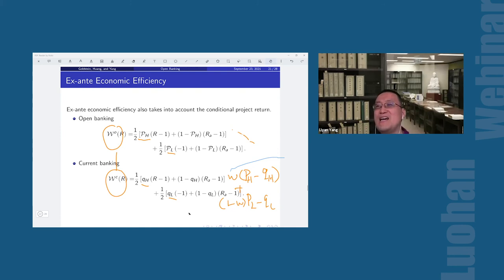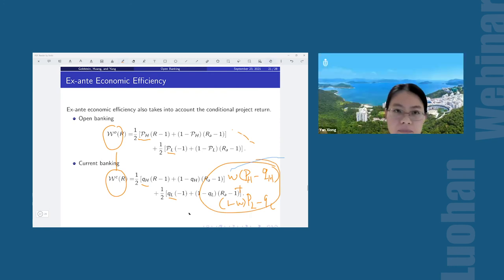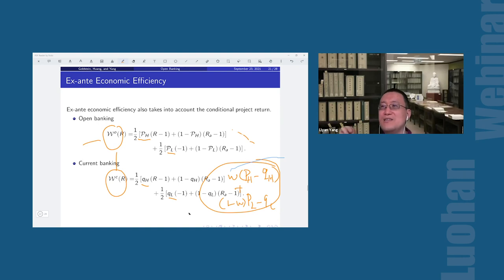Yes, maybe there's another objective function. But what we do here is different. That is like a statistical problem, a statistical objective. This is more like the traditional economic perspective we consider. Yes.